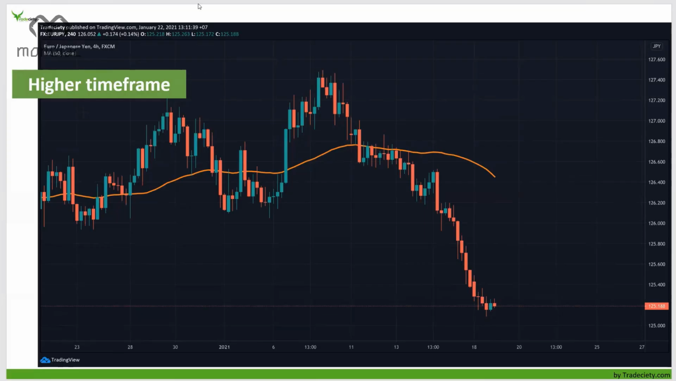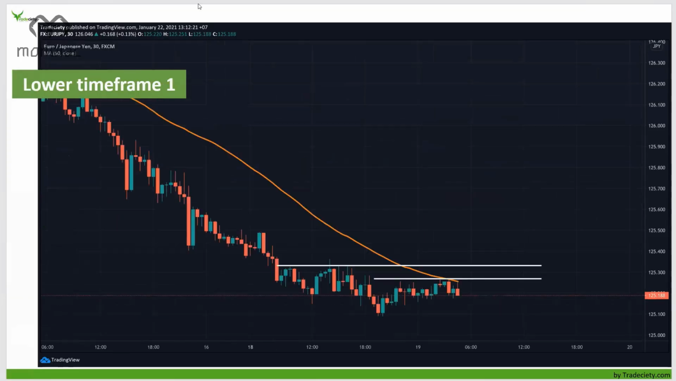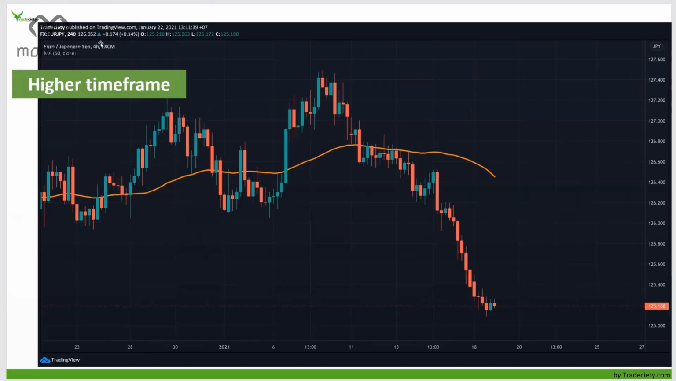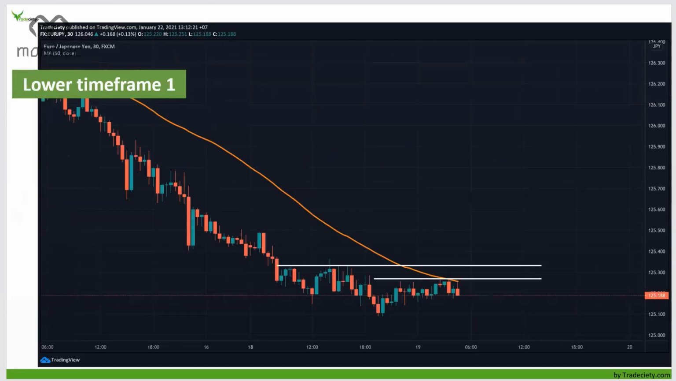So let's see how this looks on the lower time frames. And here again, very important, we have a great moving average structure. The higher time frame is the 4 hour, and then we have our lower time frame, usually something between the 15 and the 30 minute. And here you can see we have two breakout levels on top of each other.